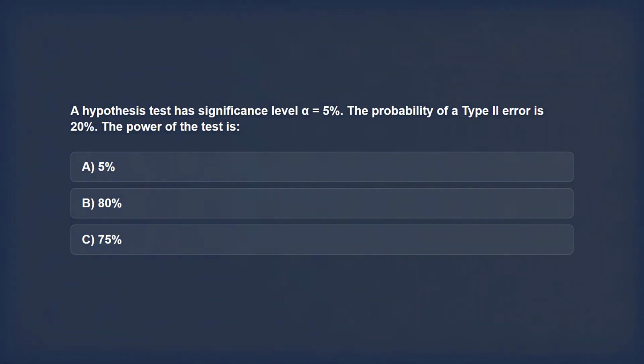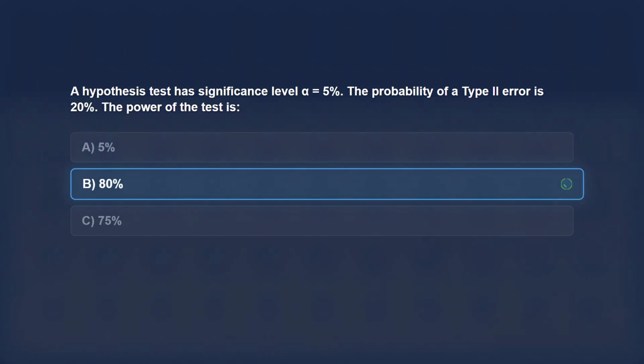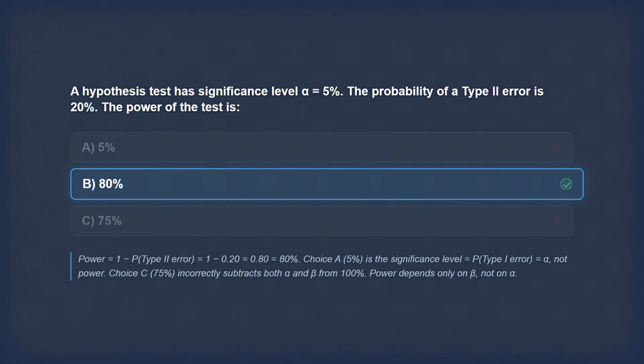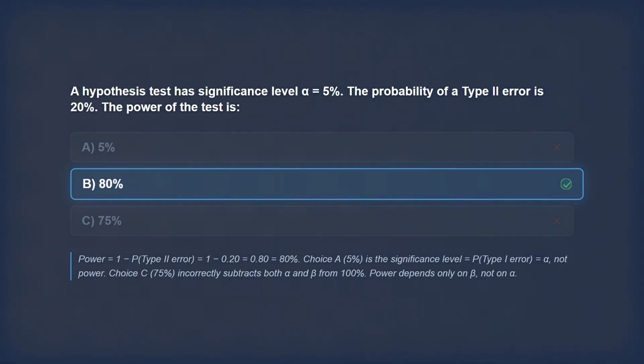Choice A, 5%, is the significance level, which is the probability of type I error, not the power. These are completely different things. Choice C, 75%, comes from subtracting both alpha and beta from 100%. That is wrong. Power is defined strictly as 1 minus beta. Significance level alpha plays no role in the power calculation.